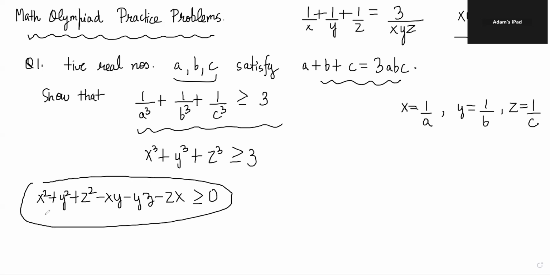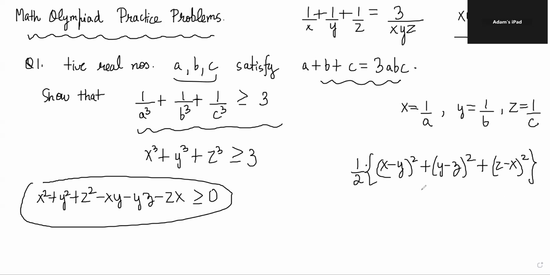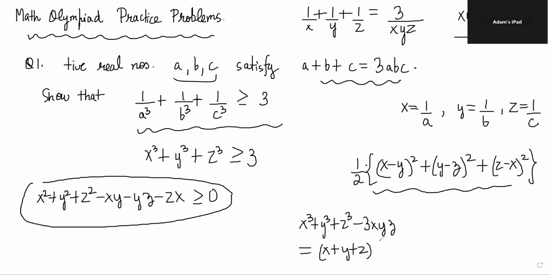How do I know it? Because I know that this can be written as half of x minus y whole square plus y minus z whole square plus z minus x whole square. So that is always greater than or equal to 0. The reason I remember this is because this comes in this factorization, right? X cube plus y cube plus z cube minus 3xyz, I know that this is equal to x plus y plus z multiplied by this big thing.